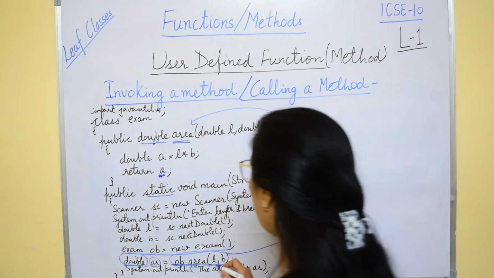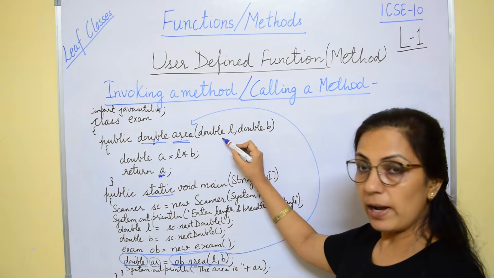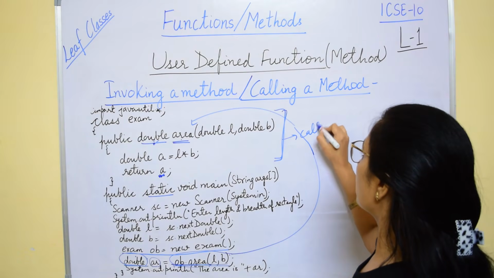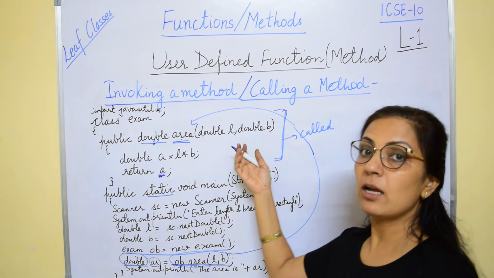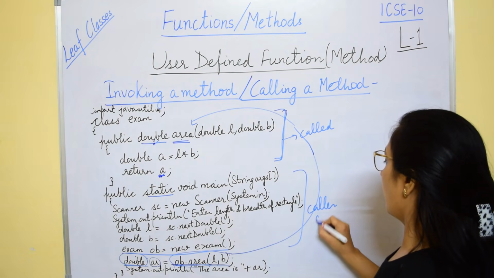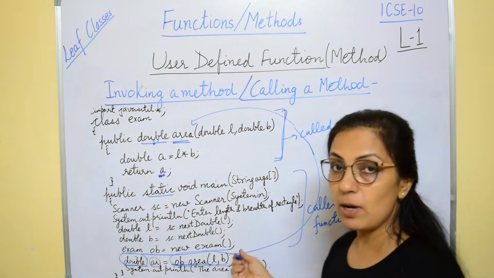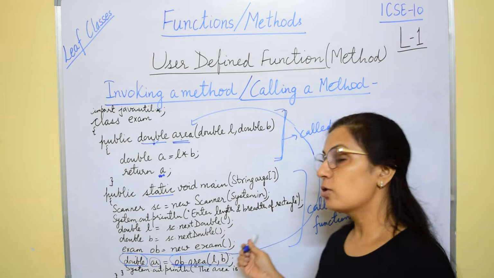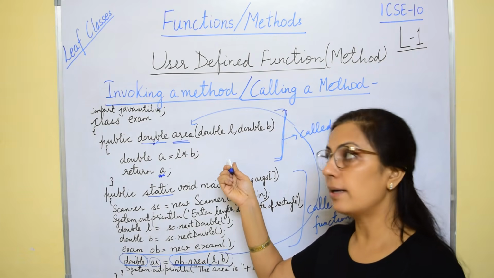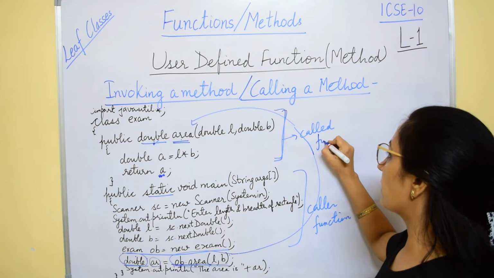Now the variables which we are sending to the function. This function is the called function, the function which is being called, and main function is the caller function, right? हम किस फंक्शन से बुला रहे हैं? मेन फंक्शन से. So main function is the caller function. किस फंक्शन को कॉल कर रहे हैं? एरिया फंक्शन को. So this is the called function.